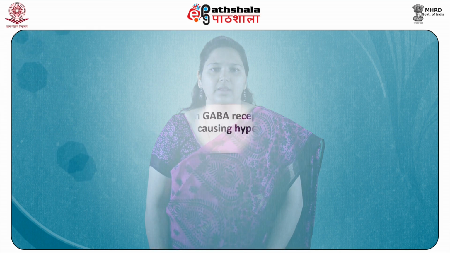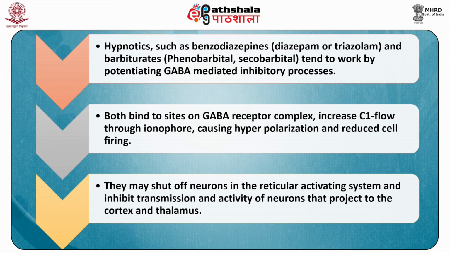The inhibitory neurotransmitter GABA is released in highest concentrations during non-REM sleep. GABAergic neurons are located throughout the brain, including the basal forebrain, hypothalamus, thalamus, brainstem and cortex. Hypnotics such as benzodiazepines, diazepam or triazolam, and barbiturates, phenobarbital, secobarbital, tend to work by potentiating GABA-mediated inhibitory processes.